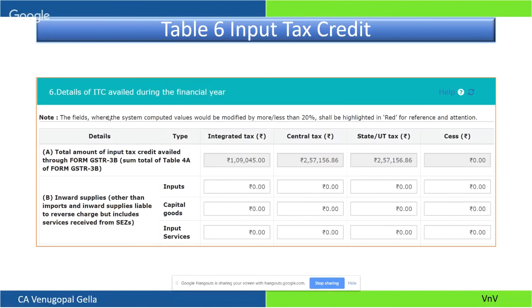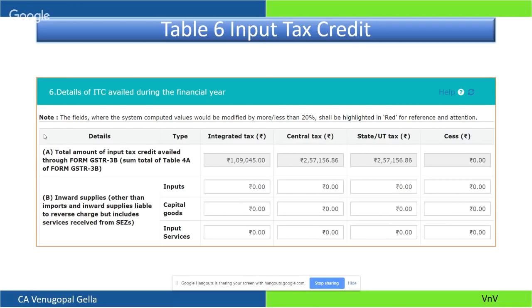On the portal, when you look at your table 6, the table 6 is auto-populated with the input tax credit which you have availed as per GSTR 3B. However, you also have an expectation to bifurcate the input tax credit availed. If you have noticed, we have seen in the earlier screen, 4A has 5 subtables, 4A1 to 4A5.